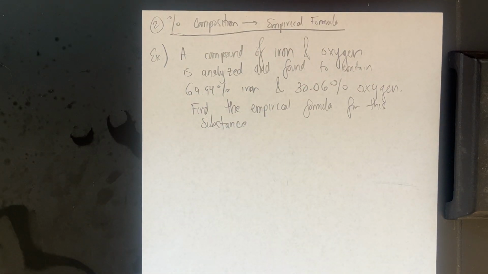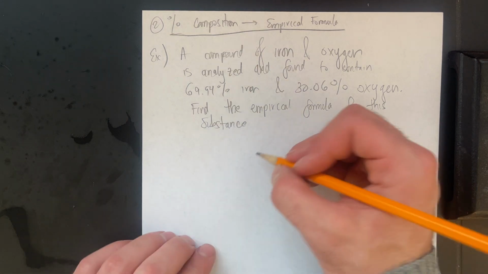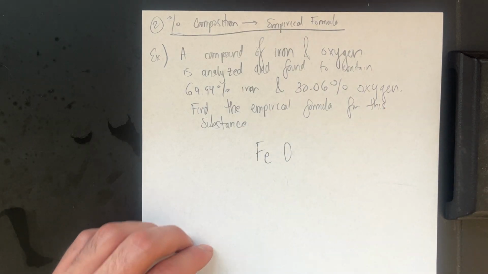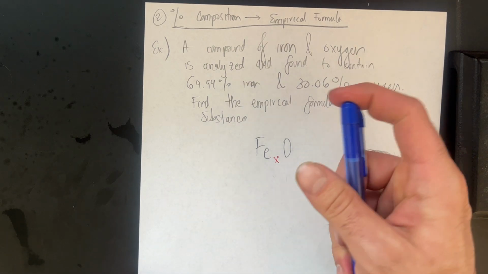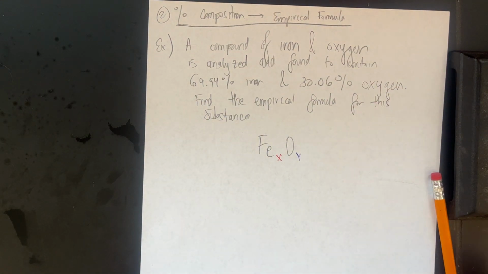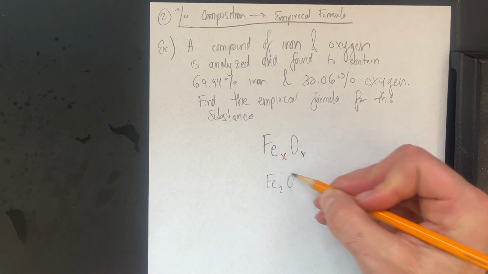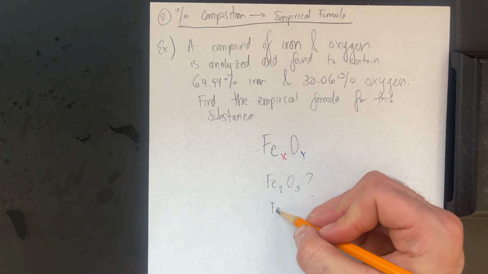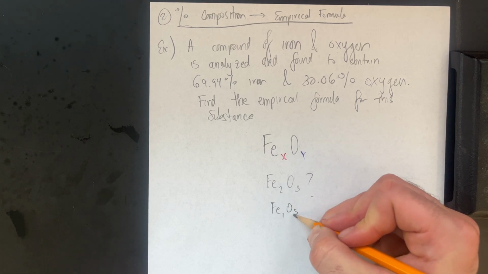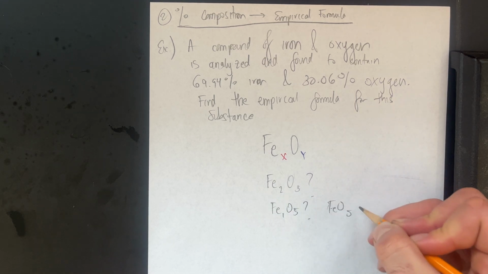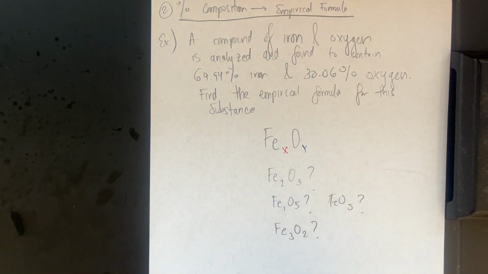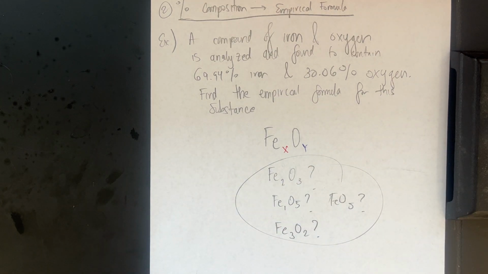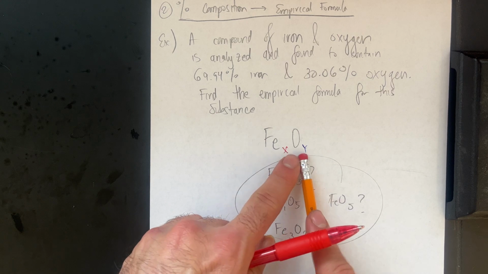Okay, so how do you do this? What we're basically asking is, we have something that's Fe and O, but we don't know how much is Fe and how much is O, so we're going to put variables there. Is it Fe2O3? Is it FeO5? Is it Fe3O2? We don't know, and that's what we're trying to find. That's essentially what this question is asking you. We have to find the ratio of Fe to O.